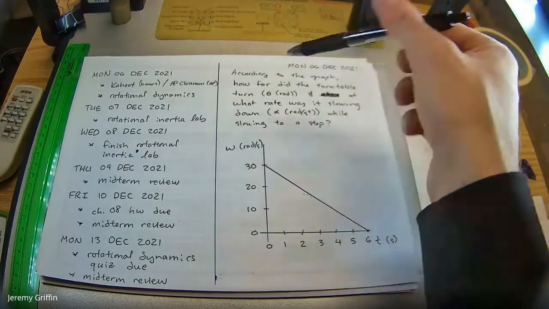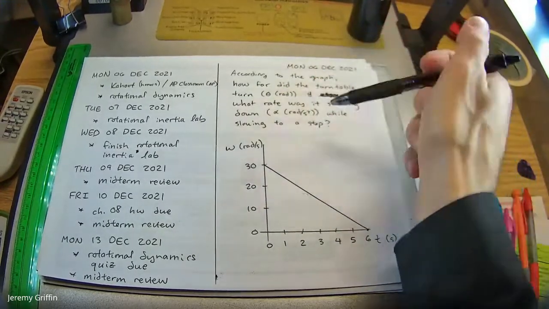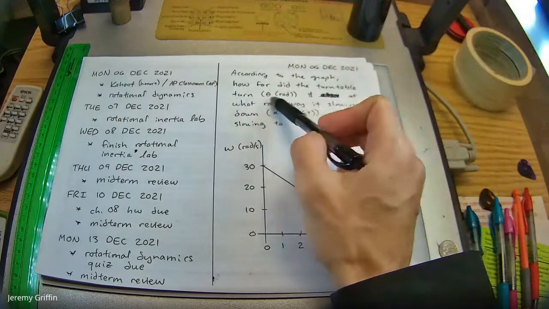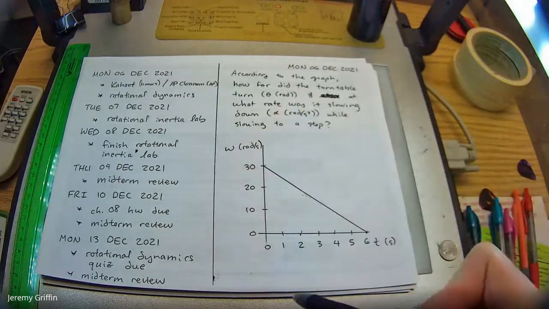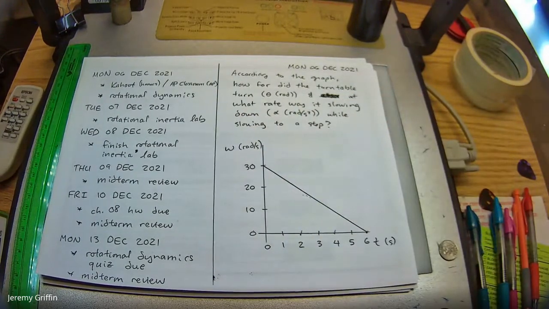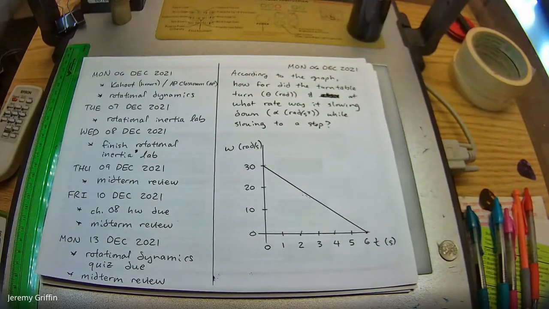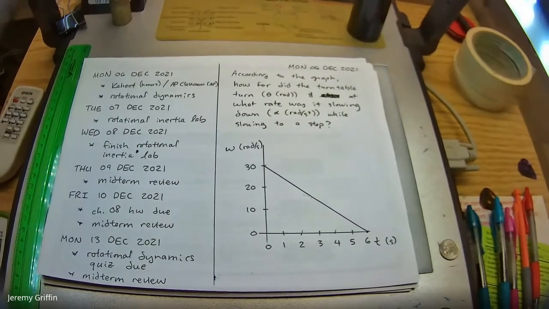But I have another couple of questions up here. How far did the turntable turn in radians during those 6 seconds? Let's start with that one. Can you tell me what property of this graph tells you how far it turned? How many radians it turned? How about this?